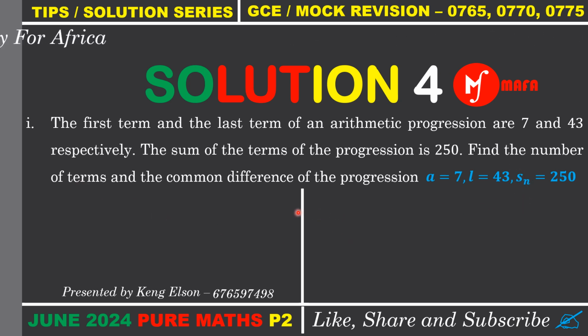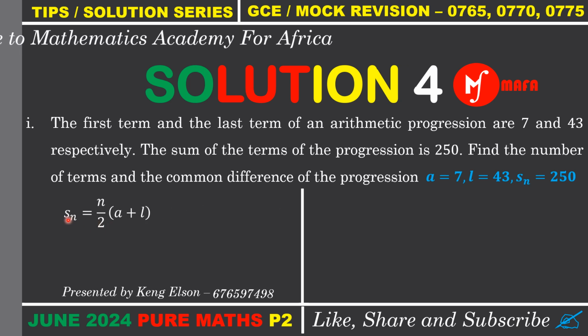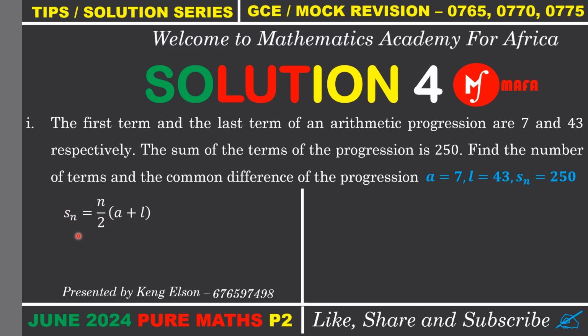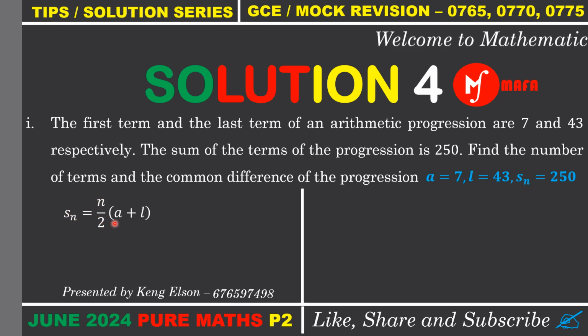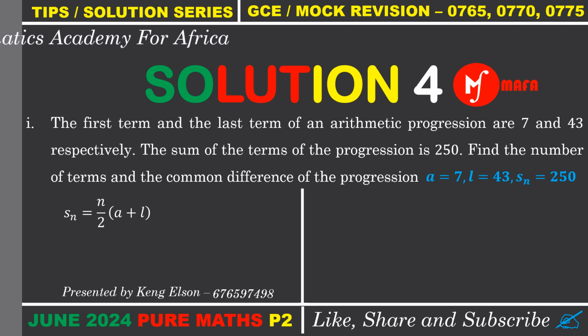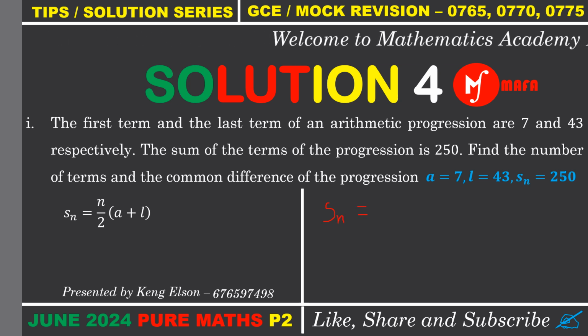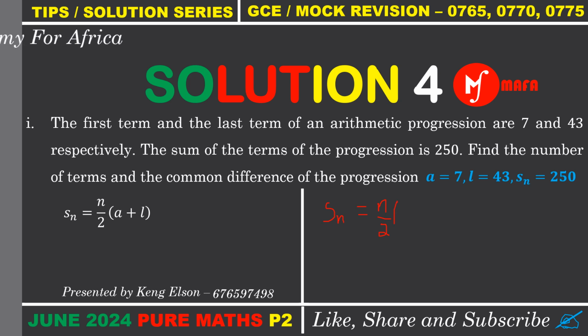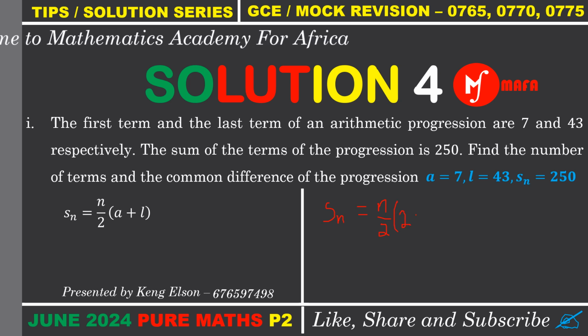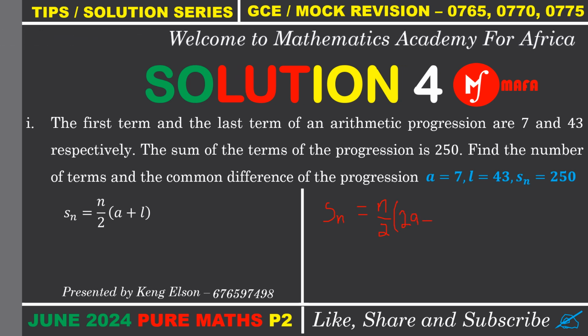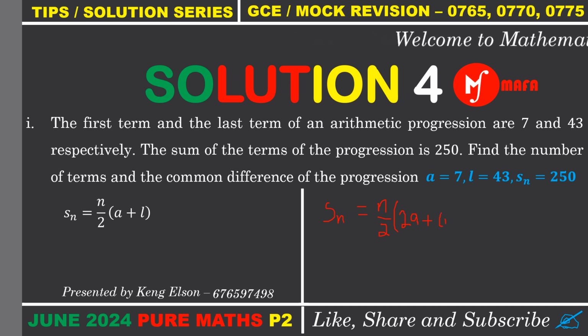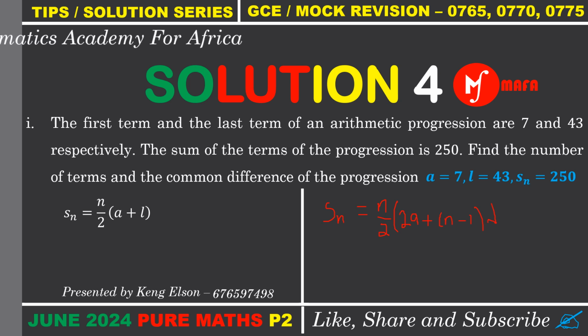Alright, so we are going to use the formula for the sum of the first n terms of an AP, which is n over 2 into a plus l. Actually, there are two different formulae. The first one, which we usually use more often, is S_n equals n over 2, where n is the number of terms, into 2a, where a is the first term, plus n minus 1, so the number of terms minus 1, times d, where d is the common difference.